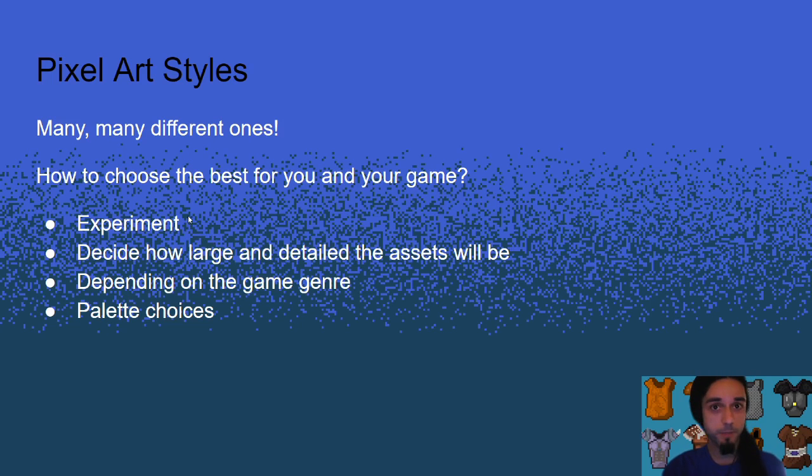One thing is to experiment, to see what is out there, to look at what are the best pixel art games and what people are interested in. Another important thing to consider is how large and detailed the assets that you're going to create are. So again, this is very closely connected to the third one, depending on the game genre.